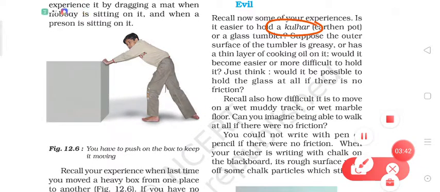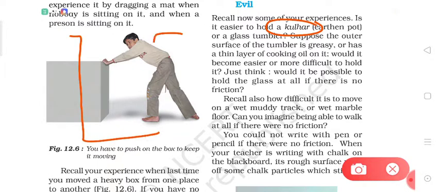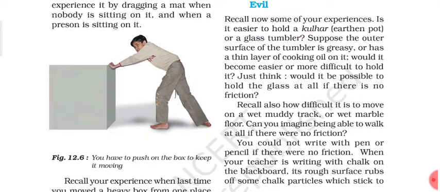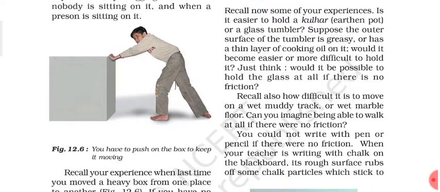Suppose we have a cooler. It is very easy to hold a cooler, but if you have a borosilicate glass which has very smooth surfaces, right? Suppose a borosilicate glass has a little thin layer of oil over it. Is it easy to hold it? No, it is not easy, because when there is oil, there is very little friction between our fingers and the glass. So to hold a glass, we need friction. So in this situation, we want friction. So because of friction, we can hold the glass.